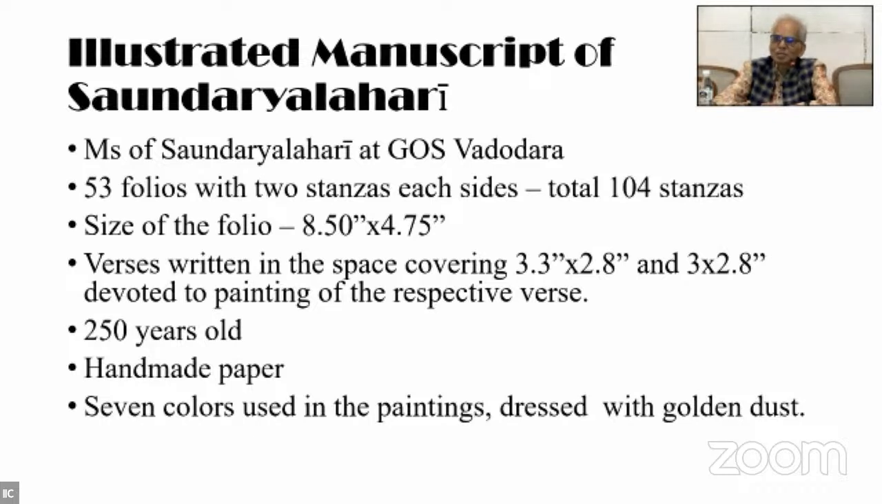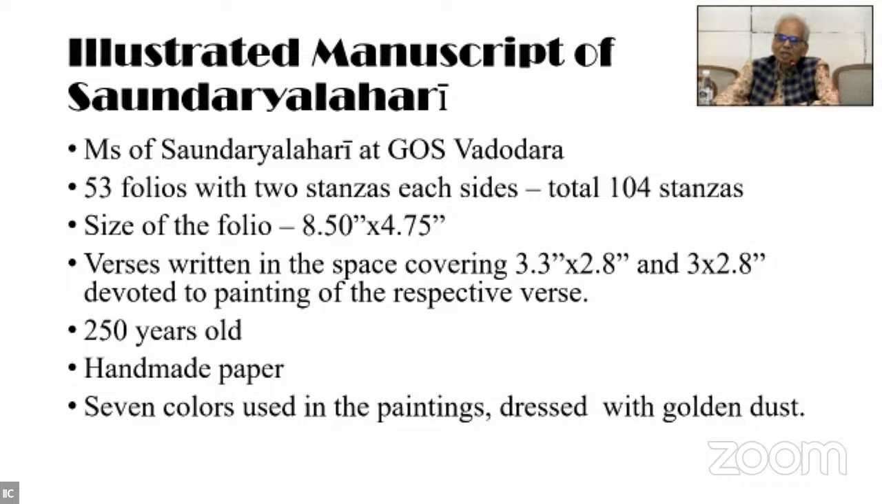The remaining space is 3 inches by 2.8 inches. So there is a fair division between the text and the illustration, and they almost cover equal space on each page, both the sides, that is a folio. The manuscript is about 250 years old, and it is on handmade paper. Handmade paper came by that time.